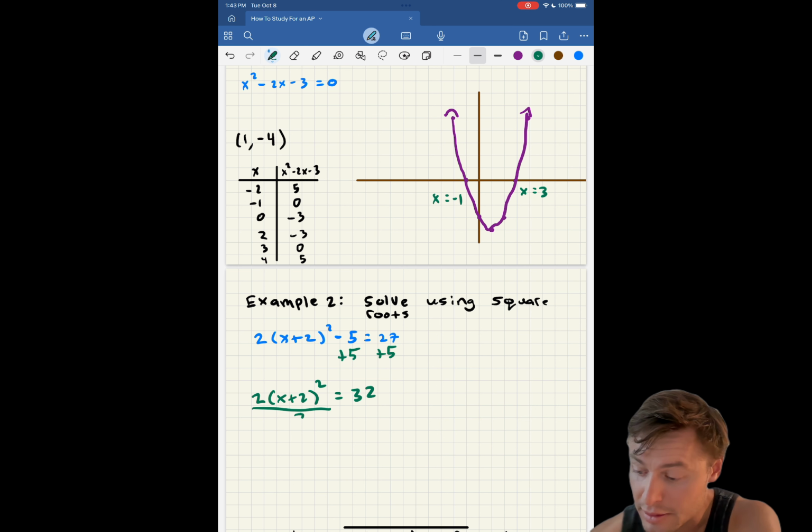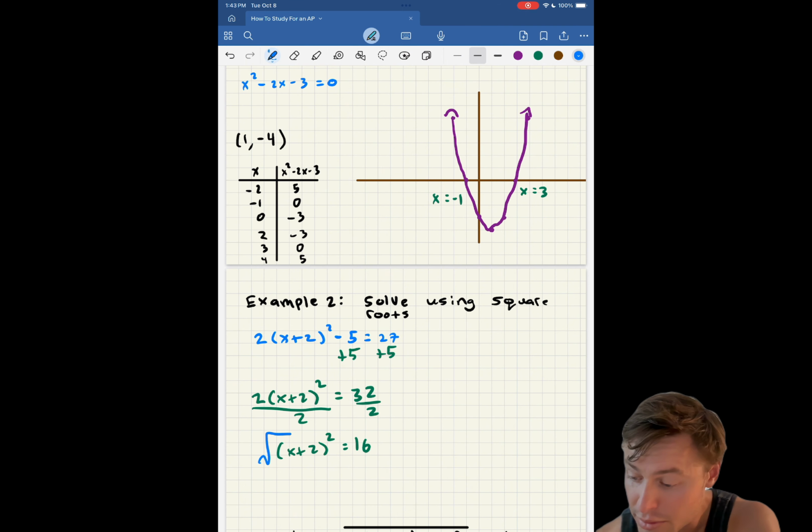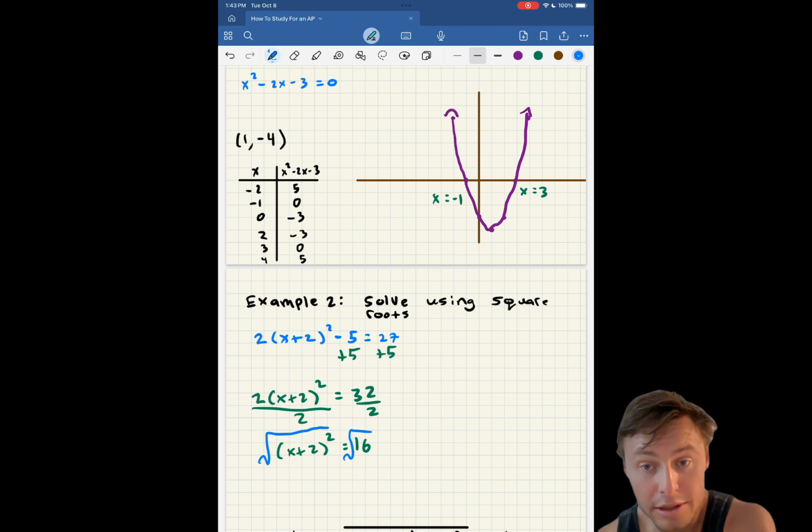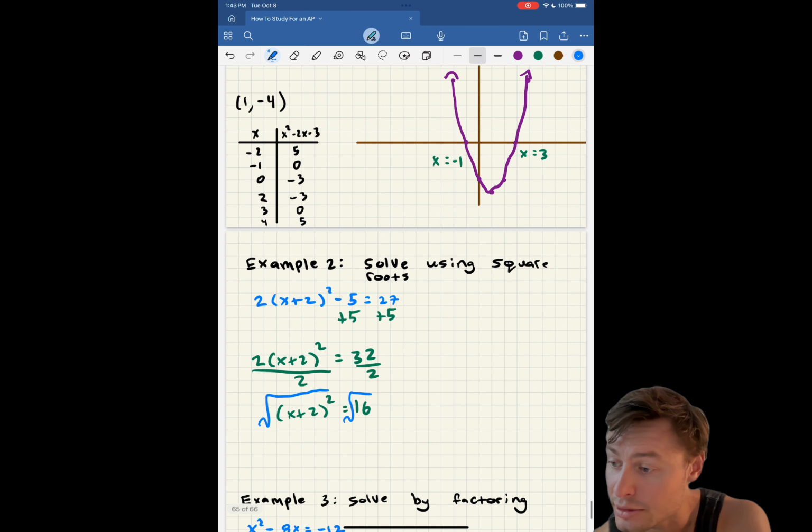Divide both sides by 2. I get (x + 2)² = 16. Now I'll take the square root of both sides of the equation, and when I do that, there's something important to note. You get x + 2 on the left, it cancels out the power of 2, and on the right you get plus or minus 4.